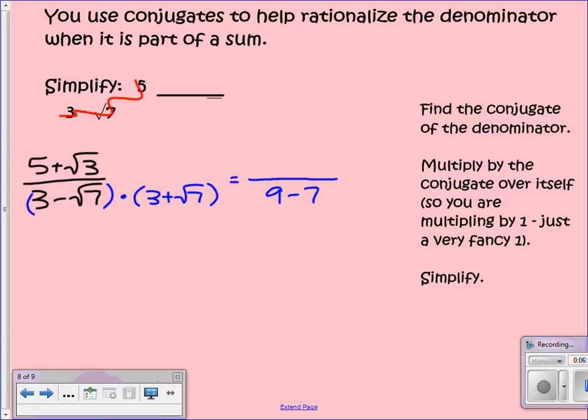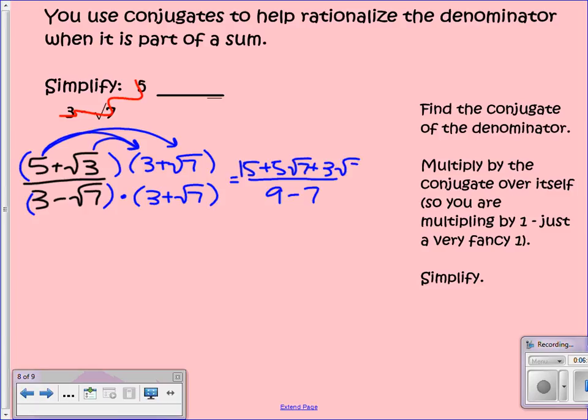Something squared minus something squared. But if I take the bottom times 3 plus the square root of 7, I have to multiply the top times 3 plus the square root of 7. Now this is an addition problem times an addition problem. Notice those are not conjugates up in the numerator. This one I do have to distribute.